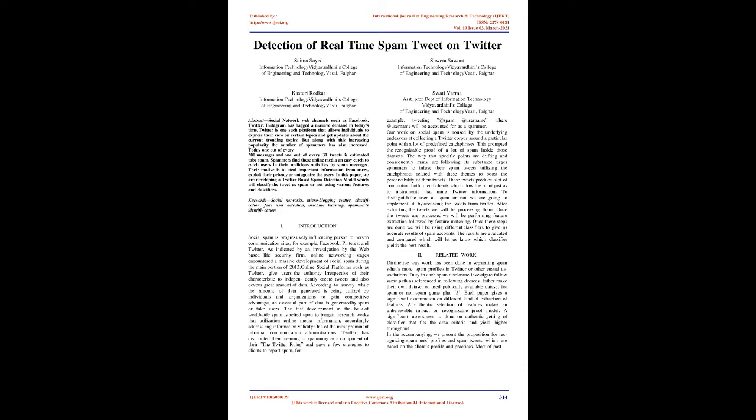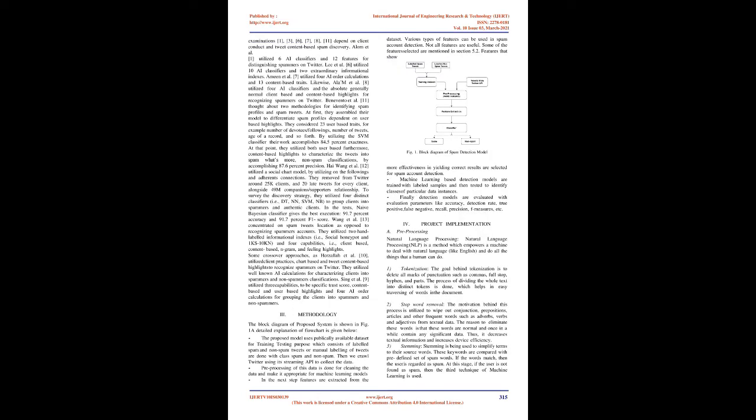Related work. Distinctive ways of work have been done in separating spam and spam profiles in Twitter or other casual associations. Each spam disclosure paper follows the same path as referenced in the following decrees: either make their own dataset or use a publicly available dataset for spam or non-spam. Each paper gives a significant examination on different kinds of extraction of features.